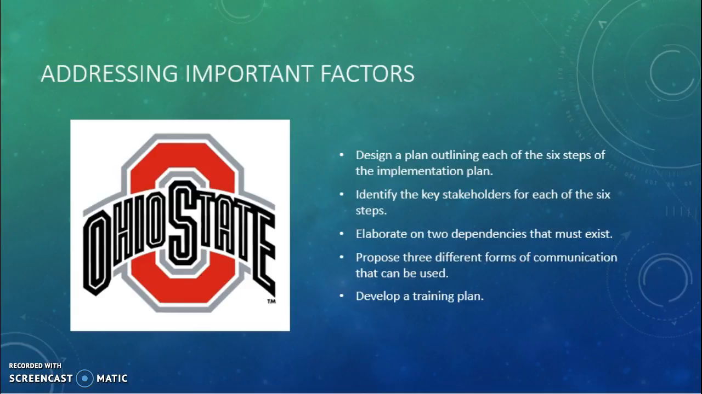The OSU Health System utilizes EHR and implemented a computerized order entry system after establishing order sets based on clinical practice guidelines. For the purpose of this presentation, we will design a plan outlining each of the 6 steps of the implementation plan, identify the key stakeholders for each of the 6 steps, elaborate on 2 dependencies that must exist, propose 3 different forms of communication that can be used, and develop a training plan.